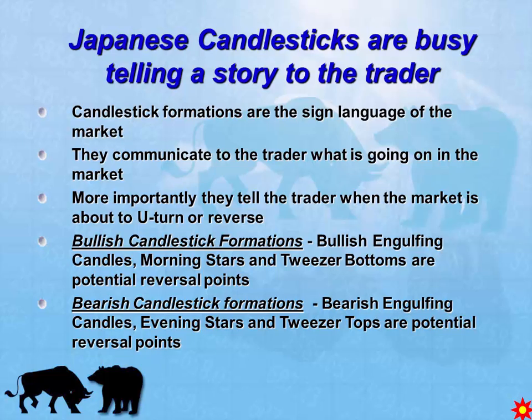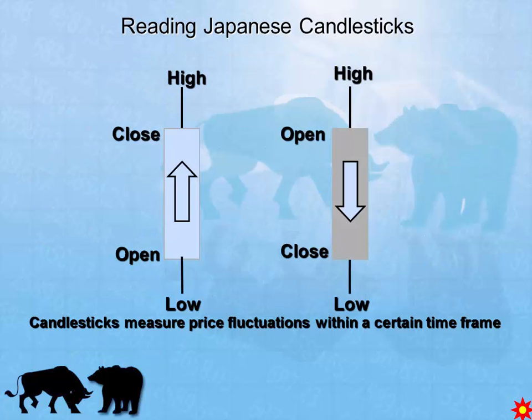Japanese candlesticks are busy telling a story to the trader. Candlestick formations are the sign language of the market. They communicate to the trader what is going on in the market, and more importantly, they tell the trader when the market is about to do a U-turn or reverse. There are bullish candlestick reversals and bearish ones, and we're going to learn 3 of the basic bullish ones and 3 of the basic bearish ones. In future lessons, we'll get into some advanced candlestick formations.